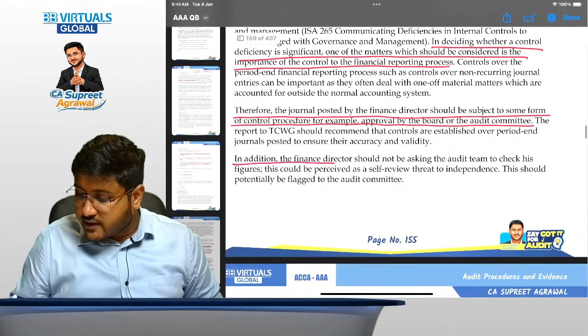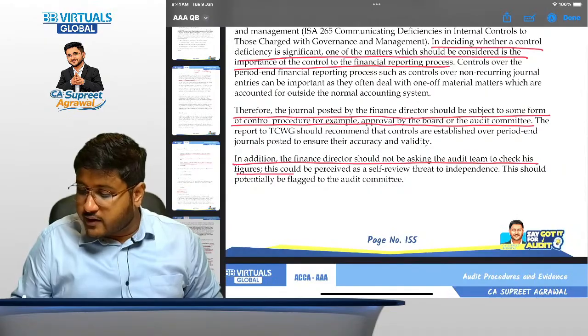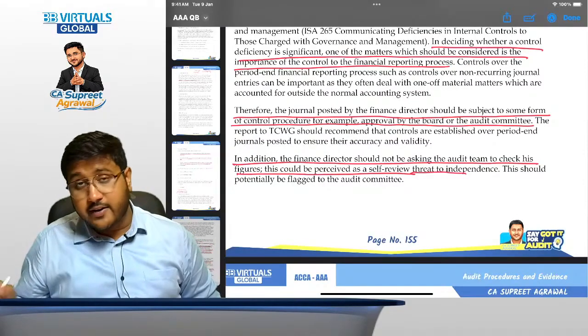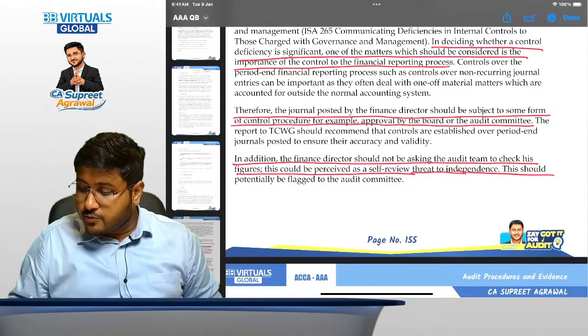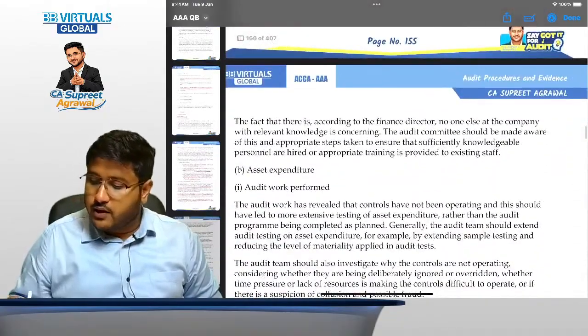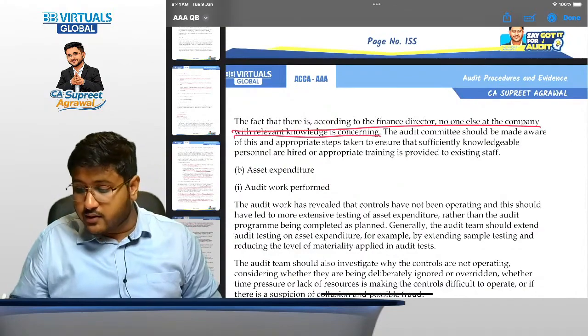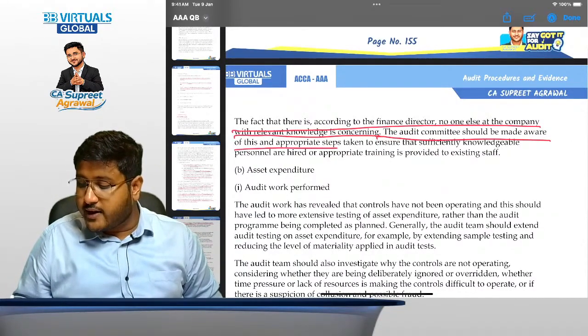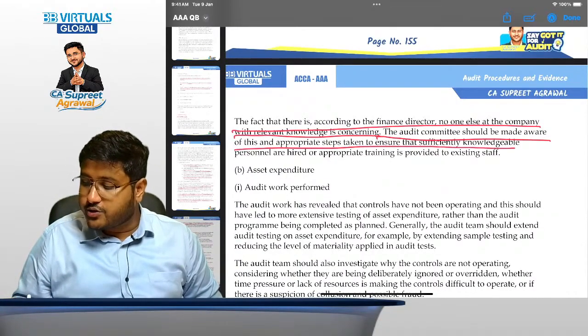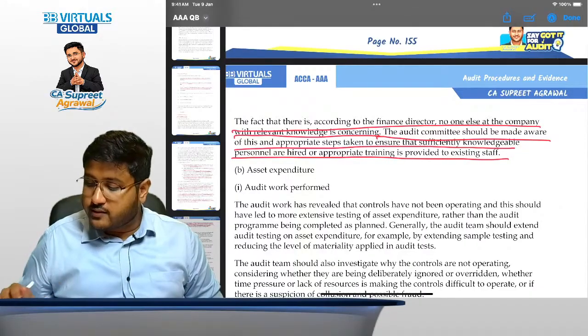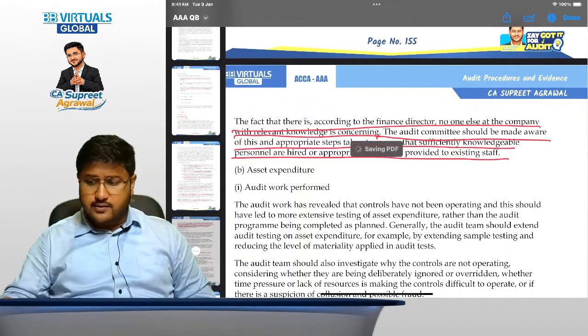Now, in addition, the finance director should not be asking the audit team to check his figures. This could be perceived as a self-review threat that we have discussed under the ethics. This should potentially be flagged to the audit committee also. The fact that there is, according to the finance director, no one else at the company with relevant knowledge is concerning. The audit committee should be made aware of this and appropriate steps taken to ensure that sufficiently knowledgeable personnel are hired within the company to handle such transactions.